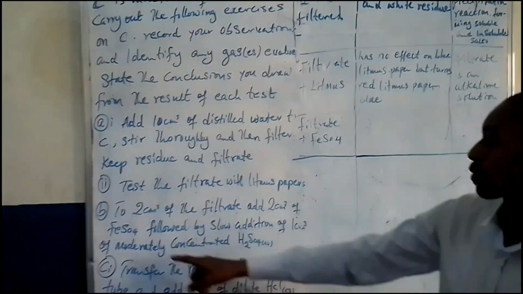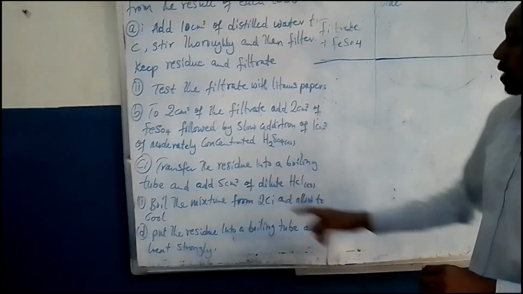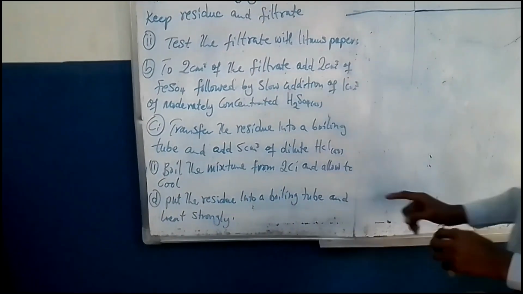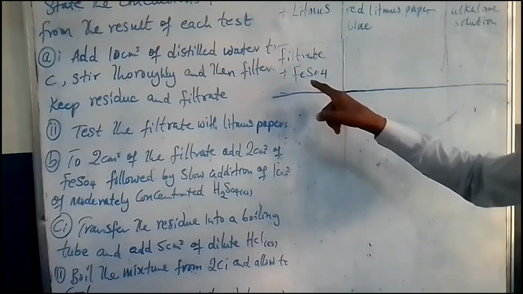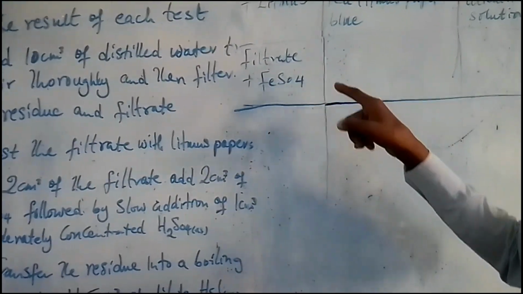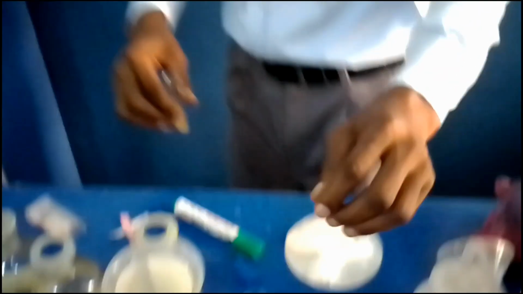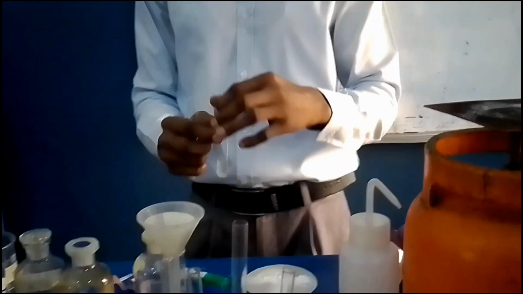Add 2 centimeter cube of iron sulfate. That's the first instruction, followed by slow addition. So we're going to look at filtrate plus 2 centimeter cube of iron sulfate, an equal amount, added into the filtrate. This is freshly prepared iron sulfate. So filtrate plus this, we have green precipitate.